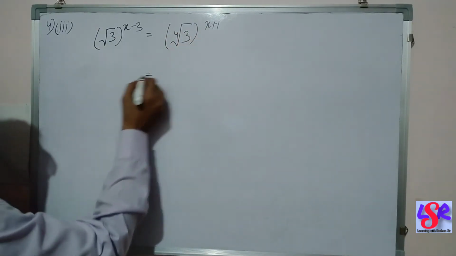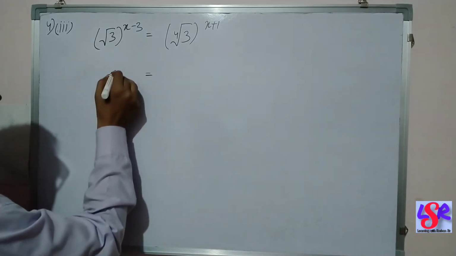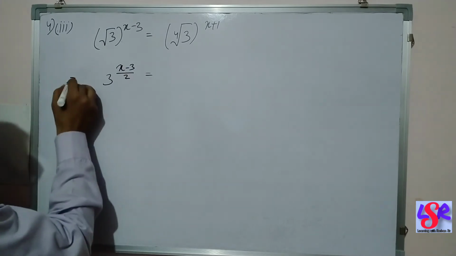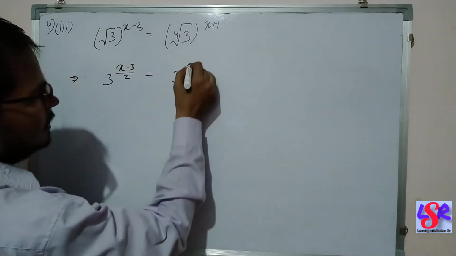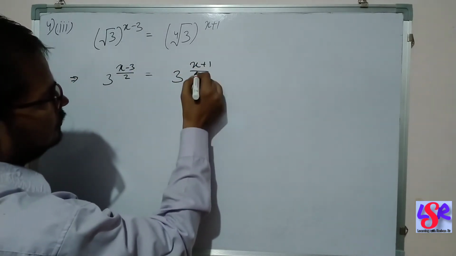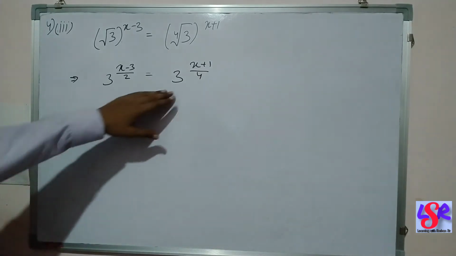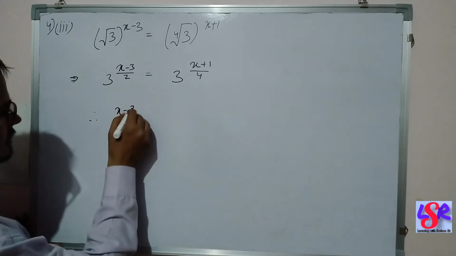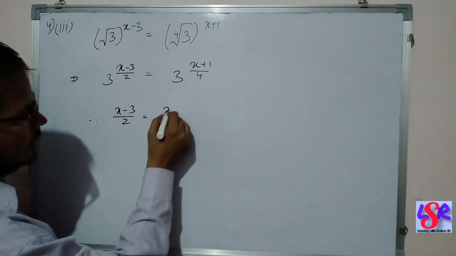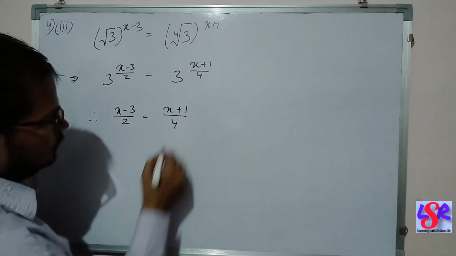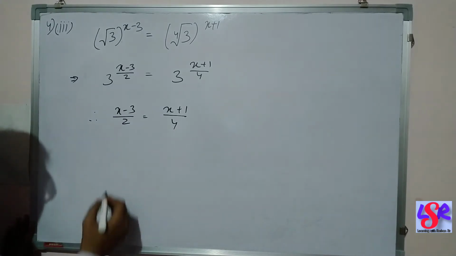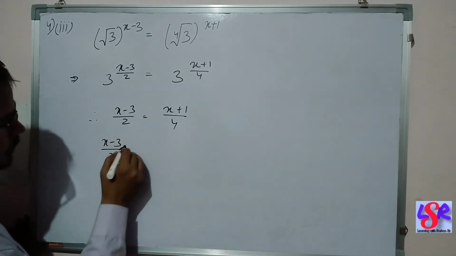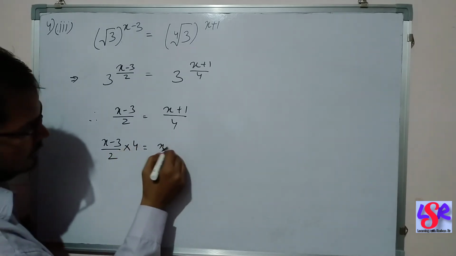Now this can be written as 3 to the power (x minus 3) upon 2, and this will be written as 3 to the power (x plus 1) upon 4. Now the bases are same, so the powers can be equated, and on doing so this will be (x minus 3) upon 2 equals to (x plus 1) upon 4. Now we can do the cross multiplication. On doing so, we get (x minus 3) upon 2 into 4 equals to x plus 1.